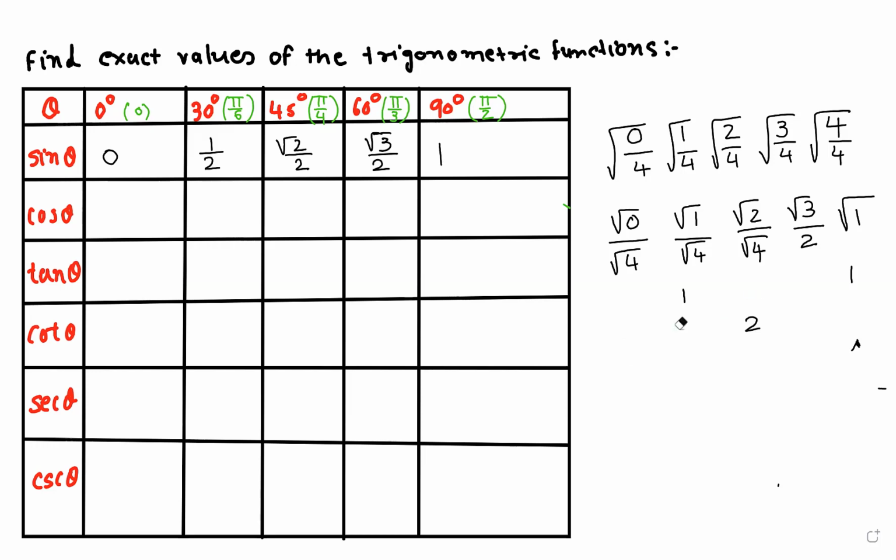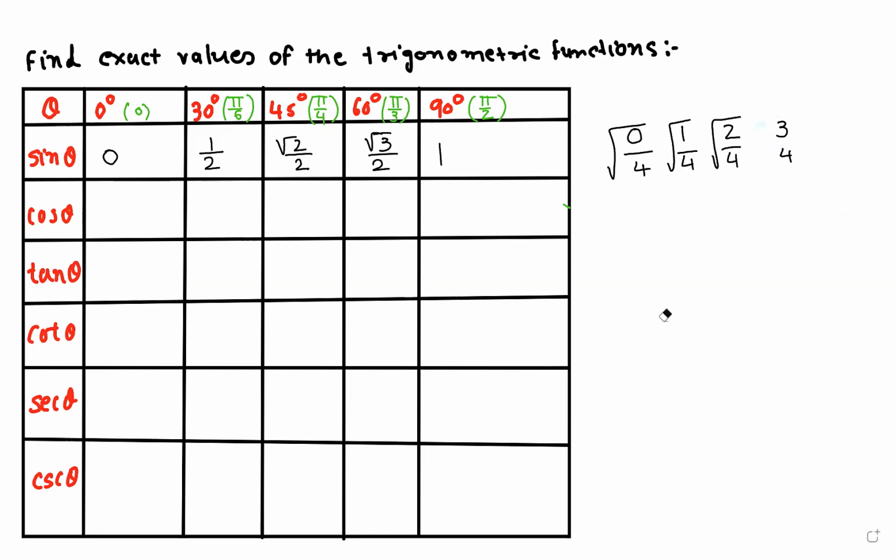So by using this technique, we found the values for sine 0 degrees, 30 degrees, 45 degrees, 60 degrees, and 90 degrees. That's all we need. Now the entire table will be based on these values.